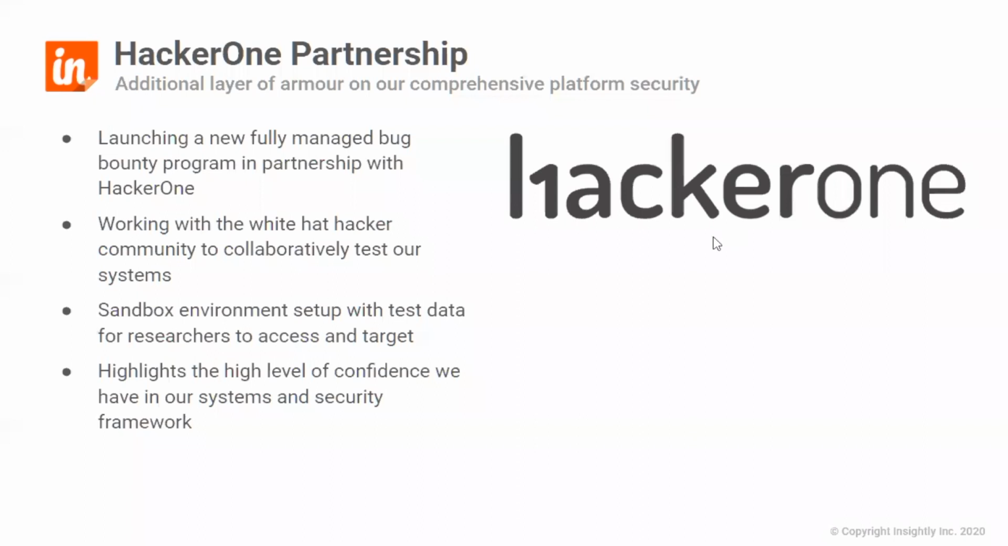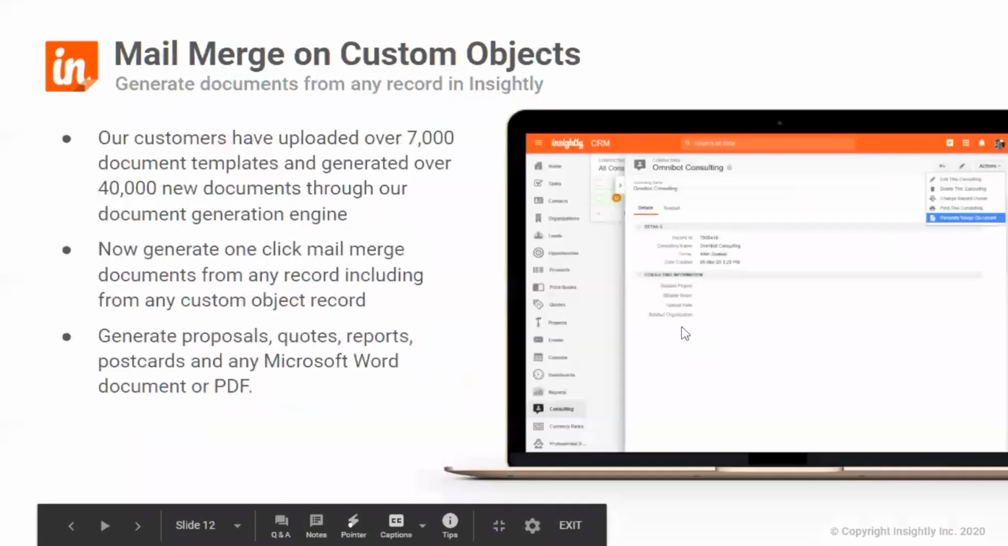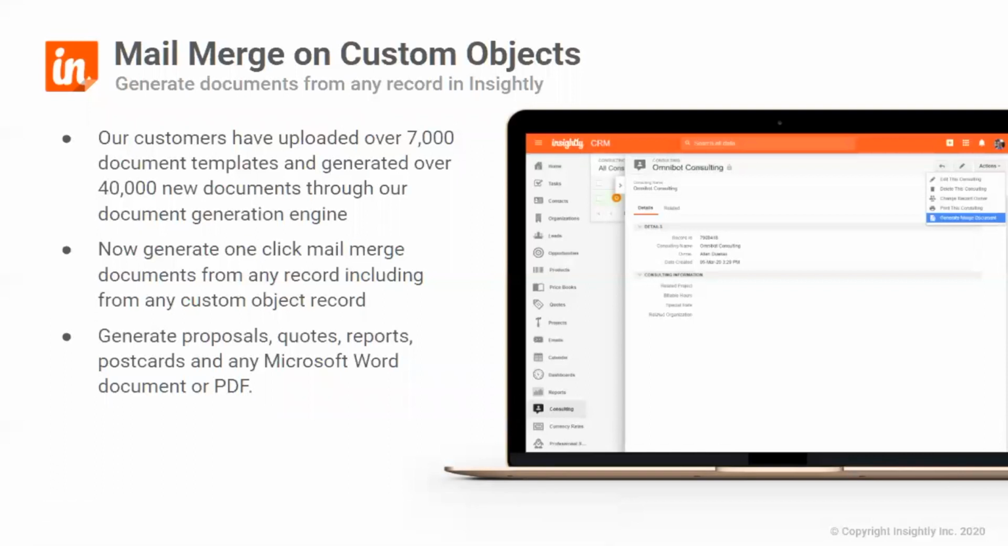Okay, let's move on to some of the big new features that we're shipping for larger enterprises, for the Insightly platform as a whole. First up is mail merge on custom objects. In our last release, we added the ability to merge your records with Microsoft Word templates and produce mail merge documents for any standard object in Insightly, including quote generation, mailing lists from contacts, and proposal generation from opportunities.